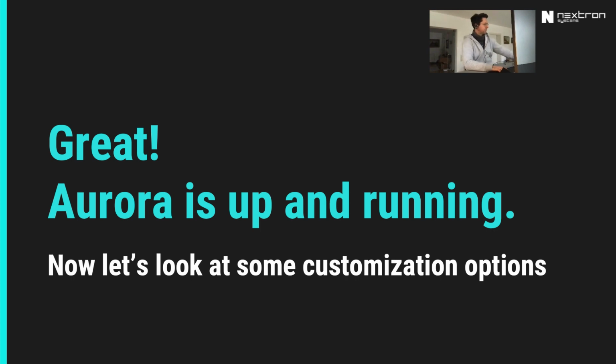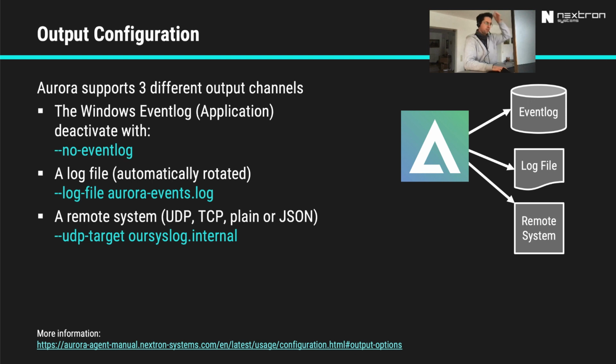Okay, great. Aurora is up and running, so let's have a look at some customization options. You can disable the local event log output, and if you want to only send the events to a remote SIEM system or a log collector that you use, you can disable the local event log output with --no-eventlog. You can log to a file with the flag --logfile. You can instruct it to log to a certain file within a certain format. If you choose --json, it would be logged in a JSON format to that file.